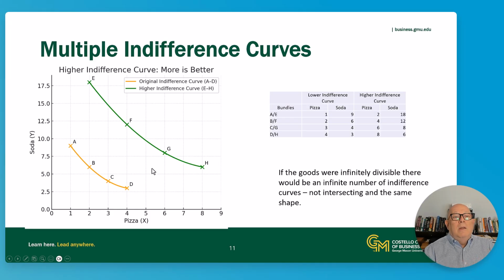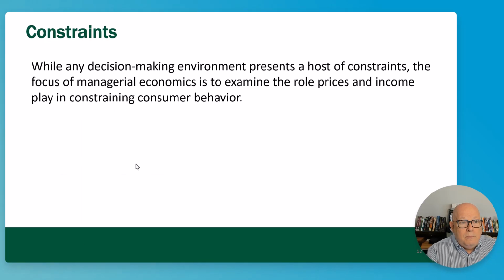You know, if we had unlimited money, then we would always choose an indifference curve way out here to the right. Unfortunately, we don't have an infinite amount of money. We have a limited amount of resources. And that's where our budget is going to come into play to figure out which indifference curve is going to be the one that we're going to use to evaluate what the consumer's behavior is likely to be. So that's where we come to constraints.